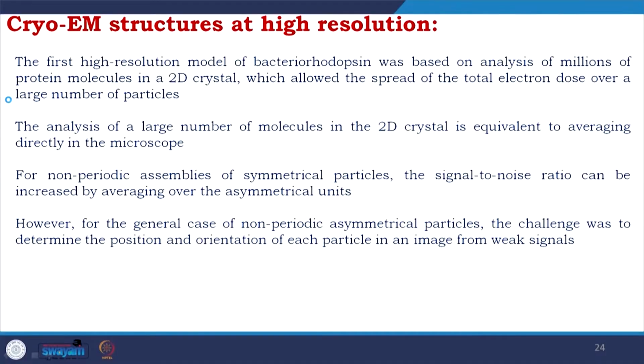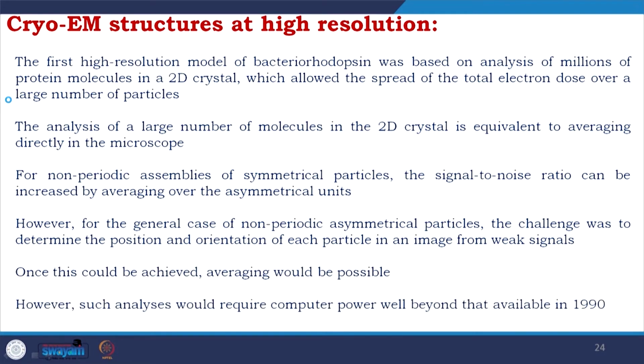However, in the general case of non-periodic asymmetrical particles, the challenge was to determine the position and orientation of each particle in an image from weak signals. Once this could be achieved, averaging is quite possible. However, such analysis would require computer power well beyond what was available in 1990, because there are so many micrographs for which you have to do a simulation.